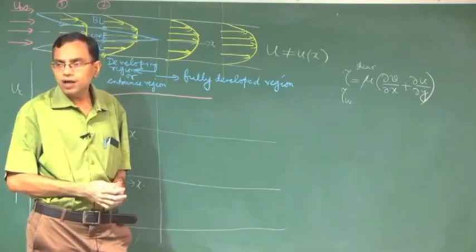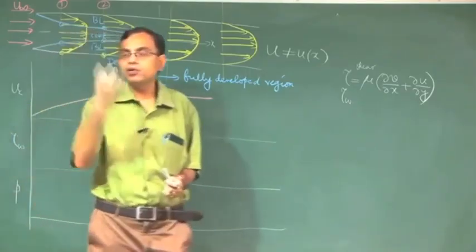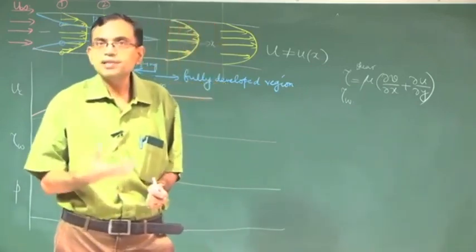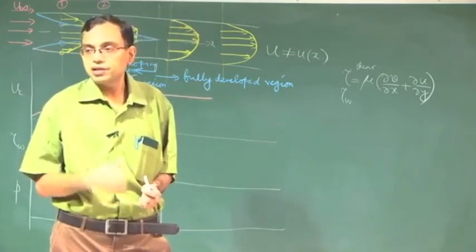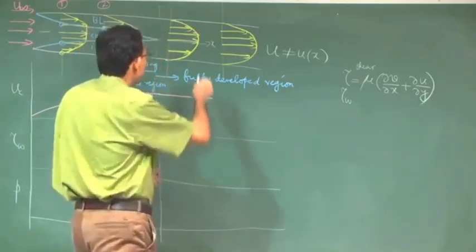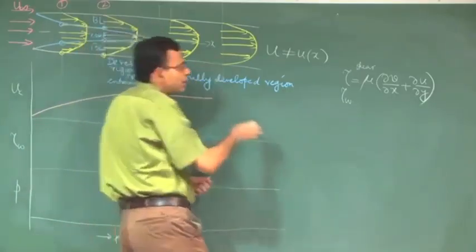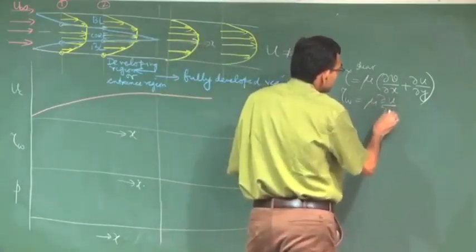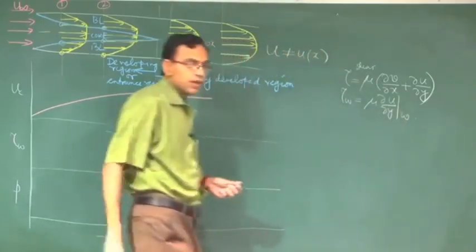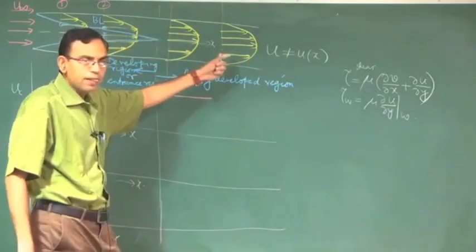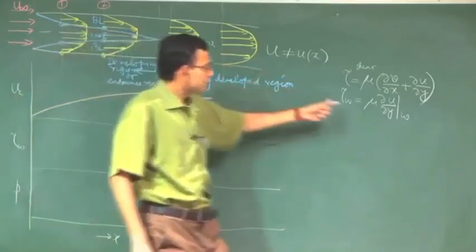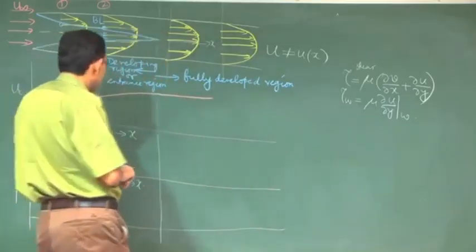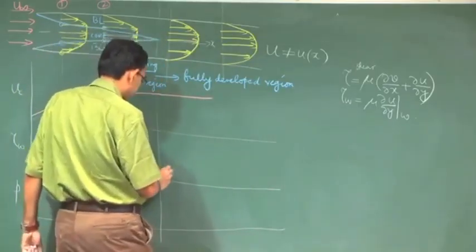Why V is 0 at the wall? It is the no penetration boundary condition. U is 0 at the wall because of no slip. V is 0 at the wall because of no penetration, because the fluid cannot penetrate through the wall. So, because this is 0, tau wall is mu into this one. Because the fully developed velocity does not change with x, the wall shear stress also does not change with x. So, the wall shear stress will be something like this.